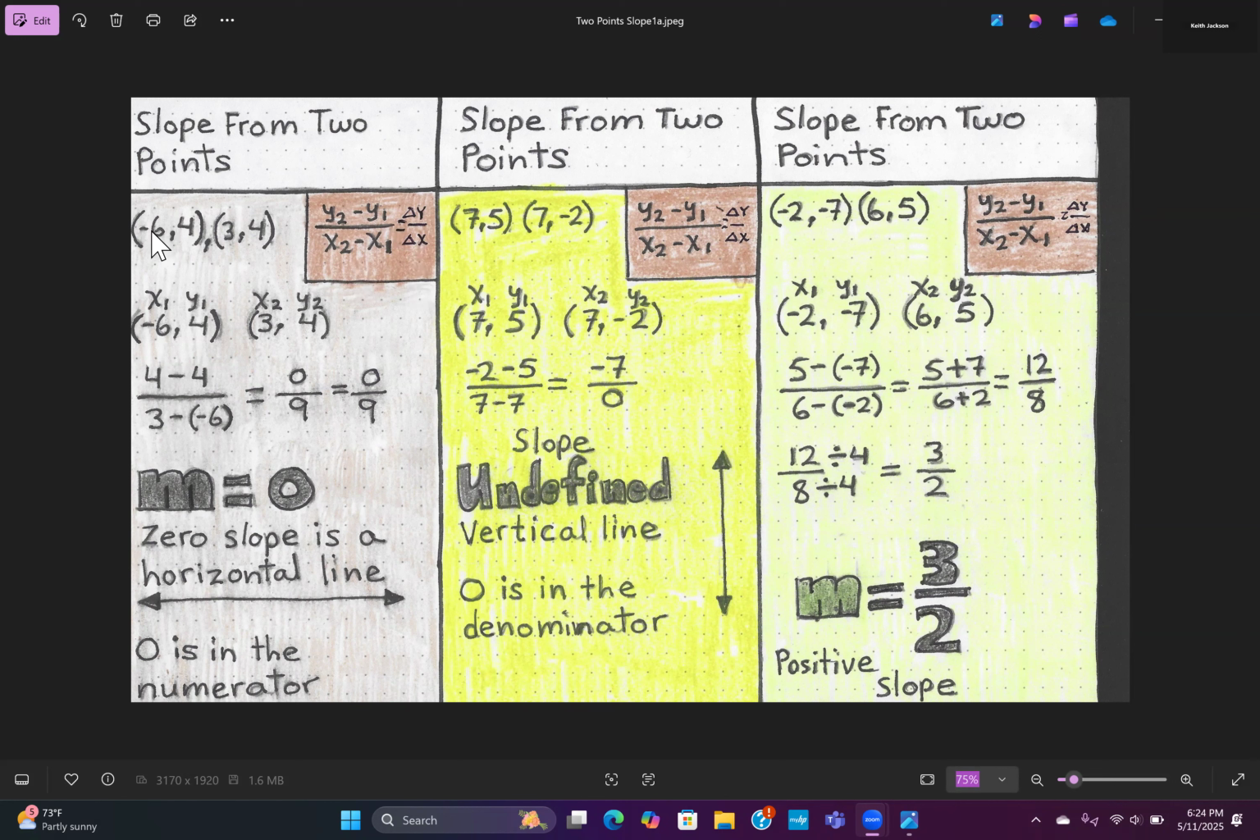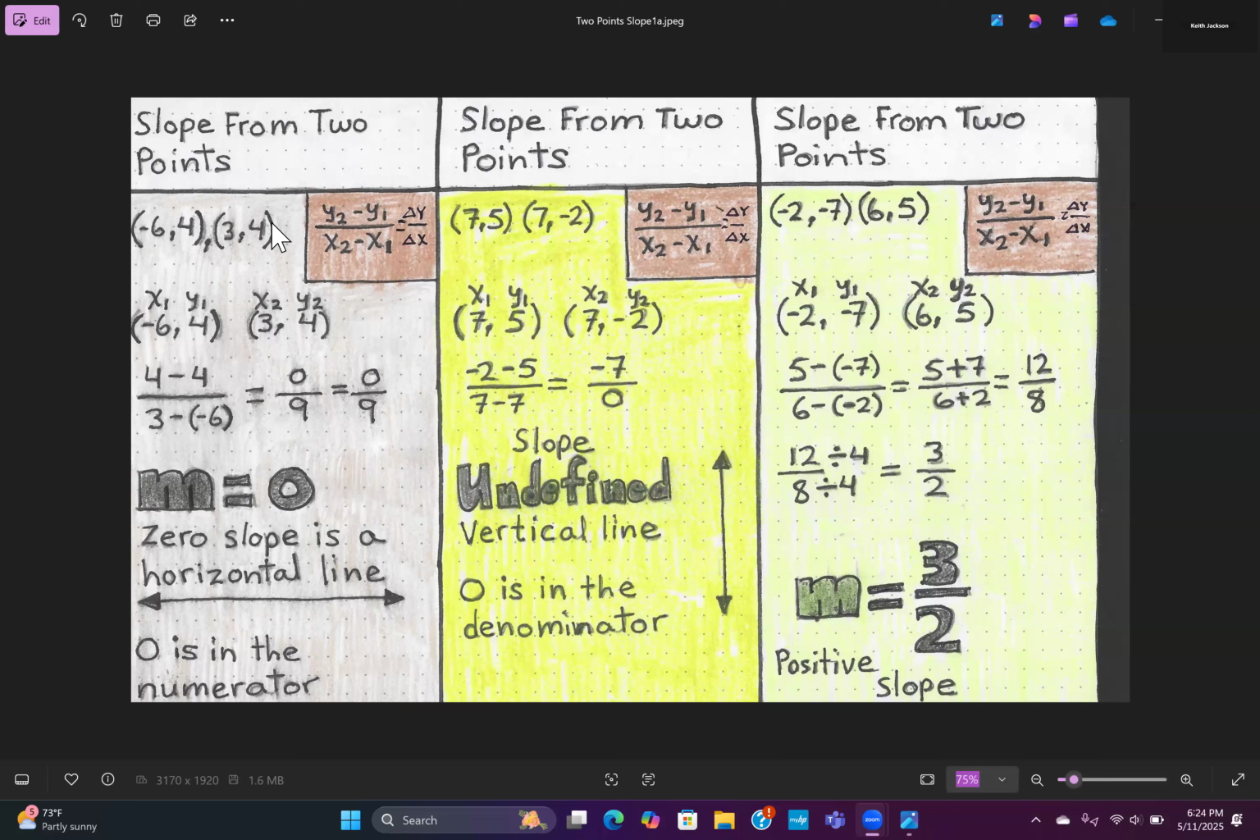Point number one is -6 comma 4, meaning that the x is -6, and the 4 is our y value for our first point. And for the second point, we have 3 comma 4, meaning that 3 is our x value for our second point, and 4 is our y value for our second point.